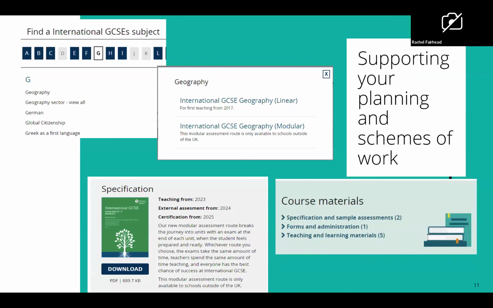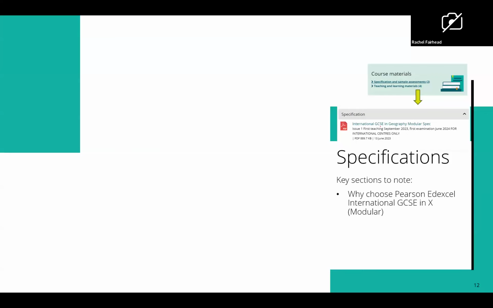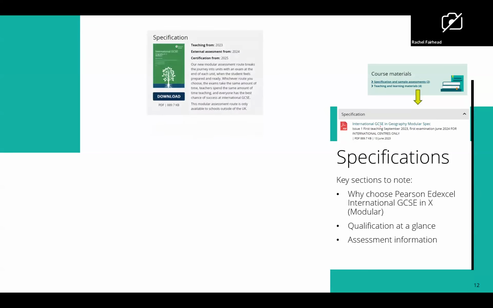Then you've got course materials. So the specifications then. This again is, as I said, from first teaching 2023. Key sections to note: why choose Pearson Education for this modular? You get a qualification at a glance. Within that, assessment information. And that gives you an overview of what you are looking to do.